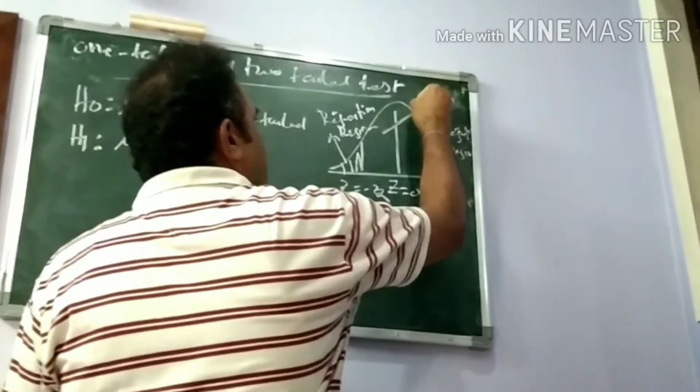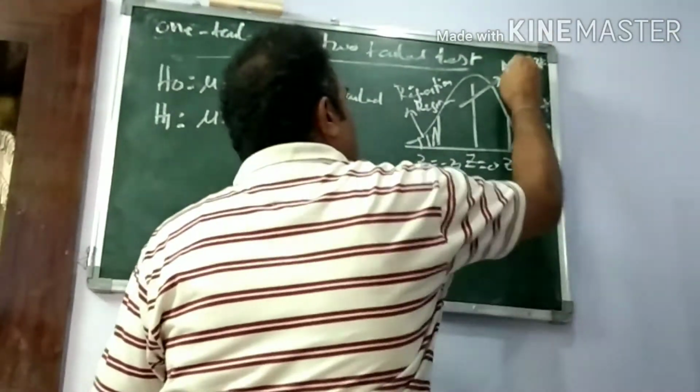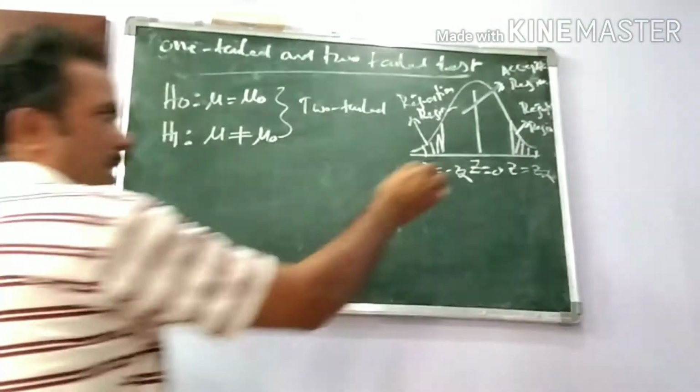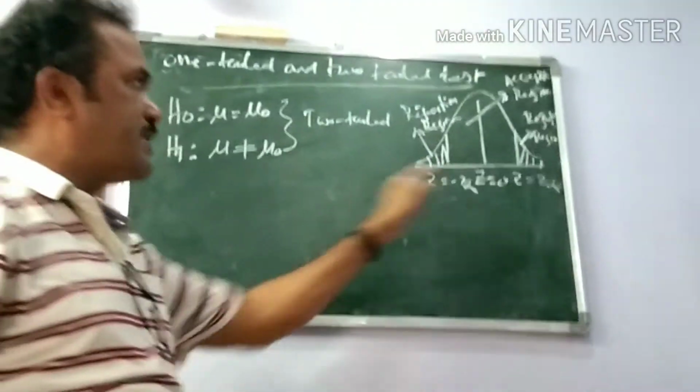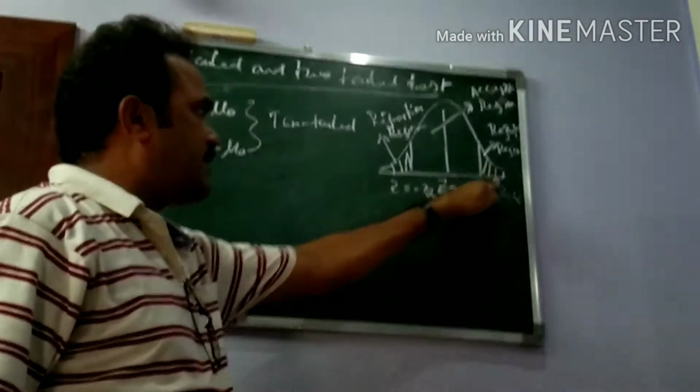The remaining portion is the acceptance region. So the critical region represents both sides, right side as well as left side. So how do we identify this right side and left side?